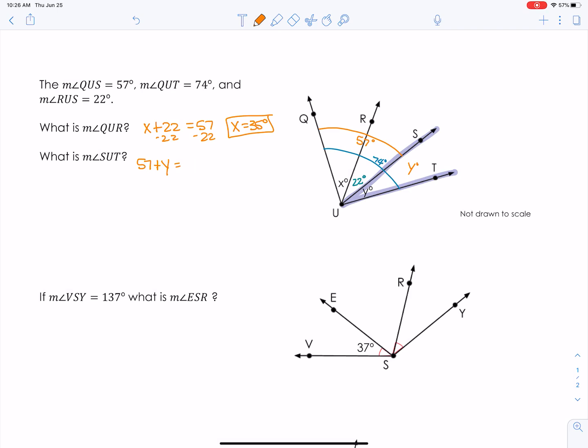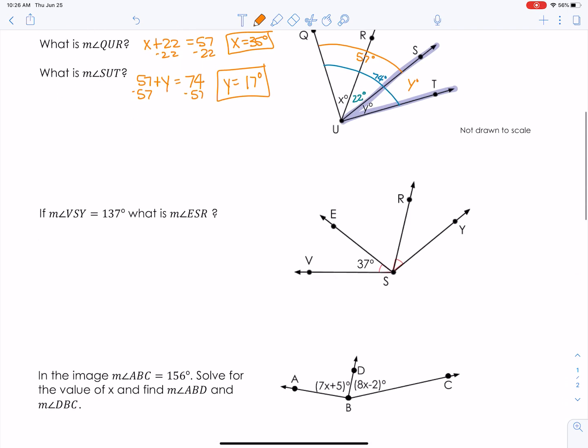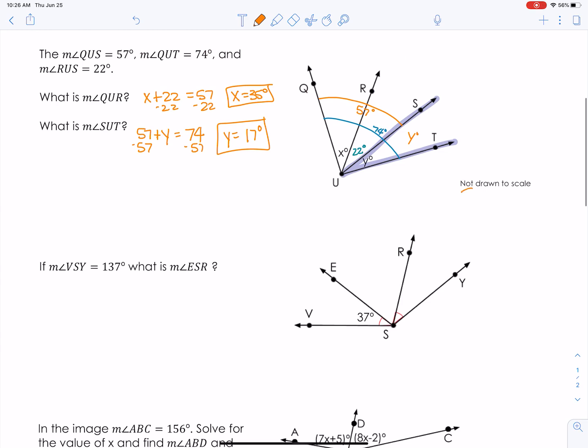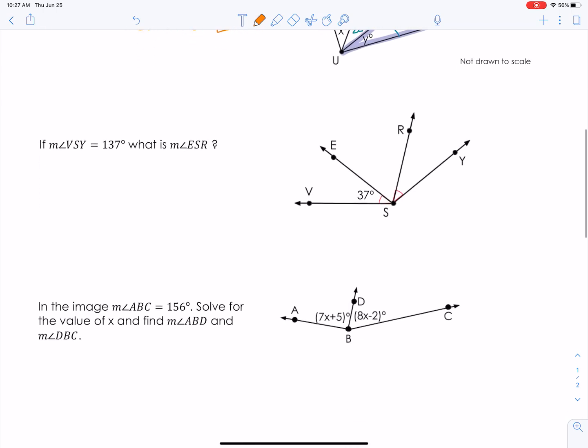Oops, equals 74. So let's subtract 57 from both sides. So y equals 17 degrees. Okay, and the reason I put not drawn to scale is because I don't want you trying to use your protractor on that, because since it's not drawn to scale, this may not actually be 17 degrees right here, but it's as close as we could get.